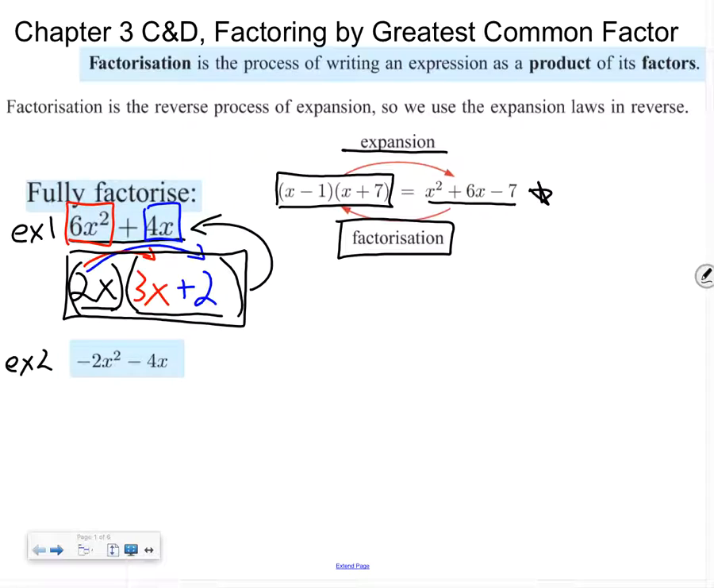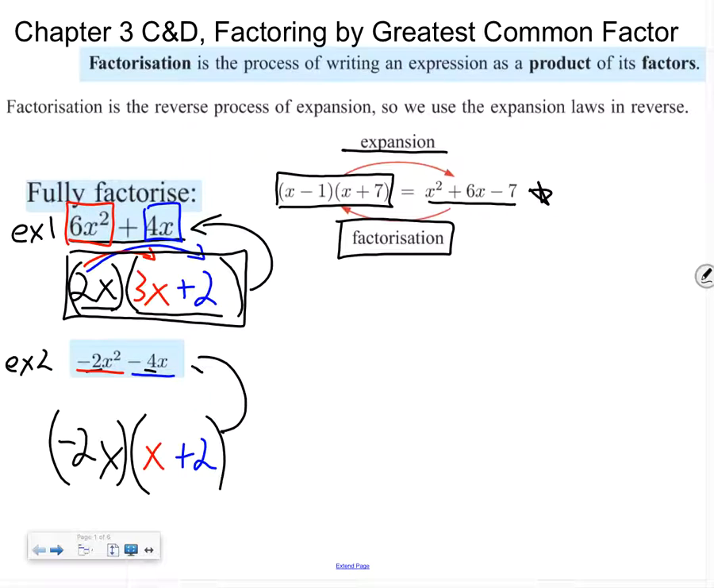All right, for example 2, I look here and now I have cases of negative signs. Since they both have a negative 2 as a possible factor, I factor that out. And again, I can factor out an x here because they both have an x. So negative 2x times what is negative 2x squared? Well, I just need to multiply that by x. Negative 2x times what is negative 4x? Well, that's just going to be a plus 2. So there are my two factors that will give us that term. So I'm done at that point.